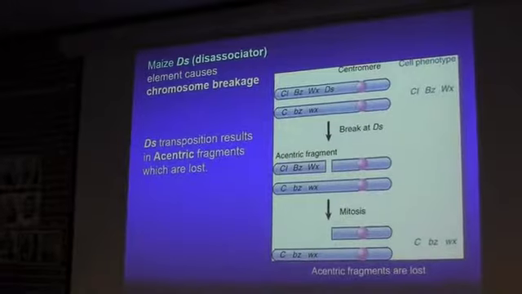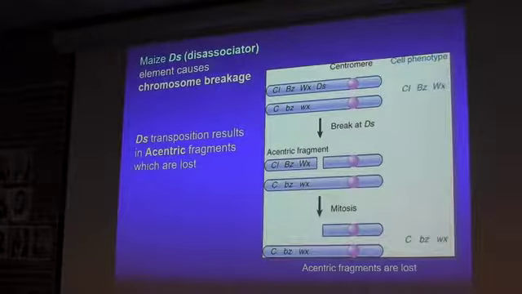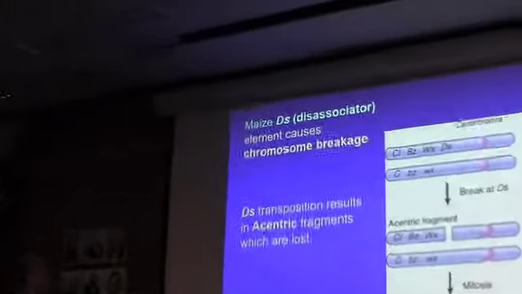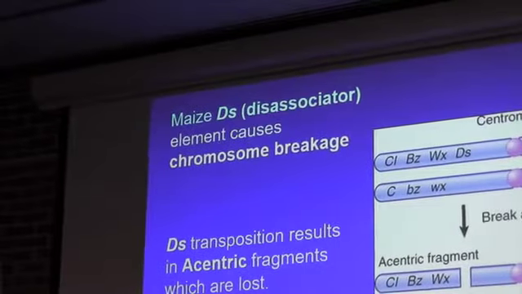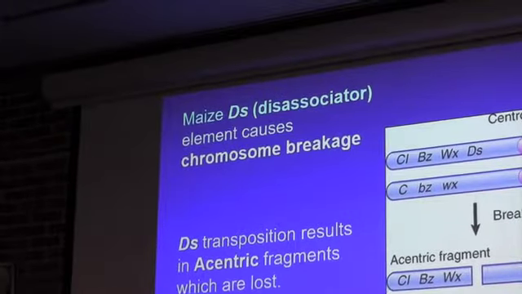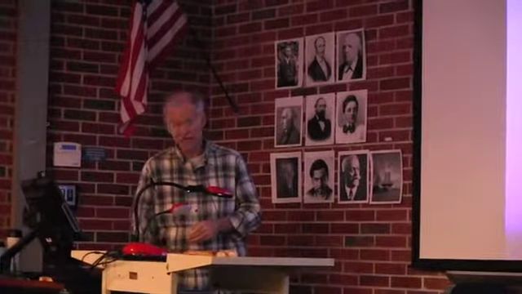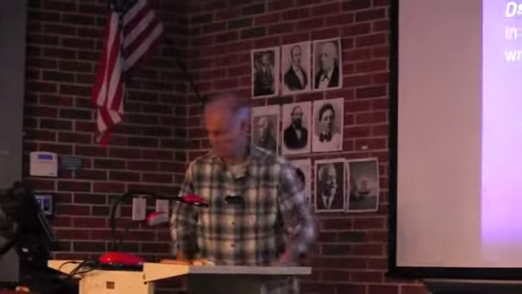So this is the harm they can do. Maize DS stands for dissociation. It causes especially high frequencies of breakage. You know, when it jumps, it leaves a hole. That's why it breaks. It doesn't get repaired fast enough. And you can lose your arm.